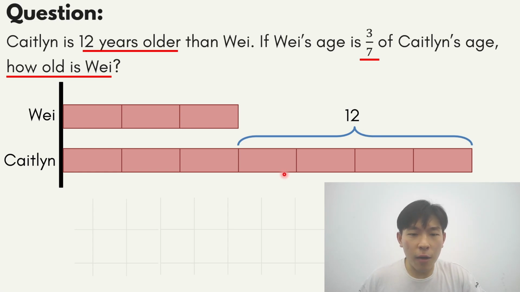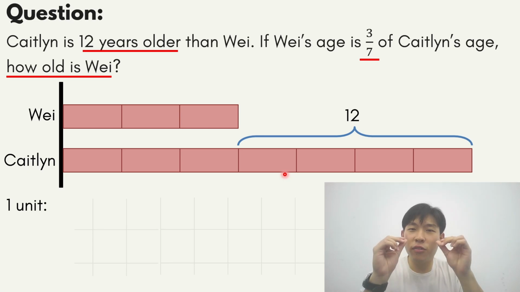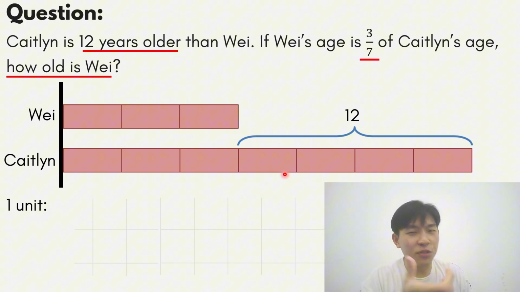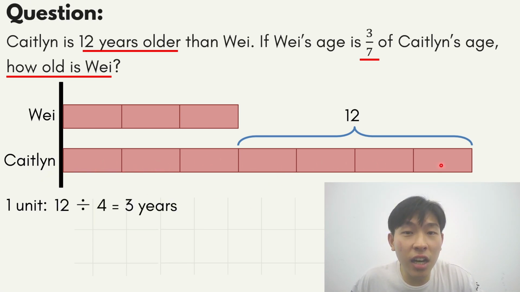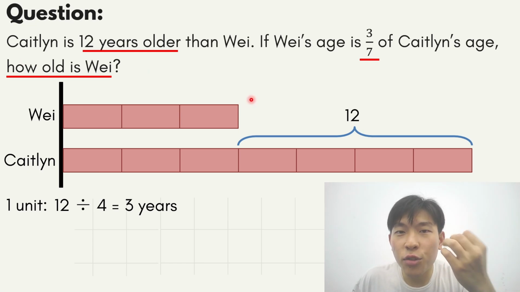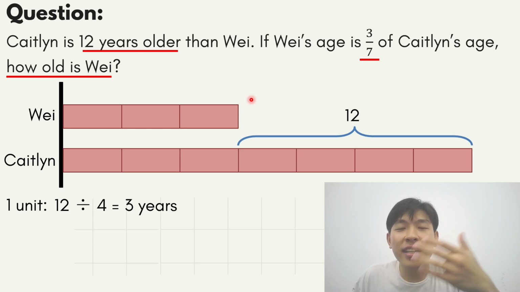So now, how to find 1 unit? We know that 12 is 4 units. So 1 unit is, perfect, 12 divided by 4. It is 3. Very nice. So we know that 1 unit is 3 years. Now, the question asks, how old is Wade? So Wade is how many units? 3 units. 1 unit is 3 years. 3 units is 9 years. Perfect. How to find? 3 times 3.